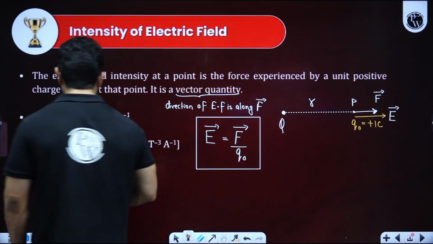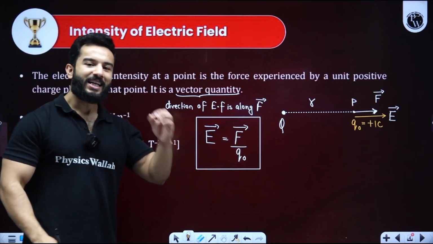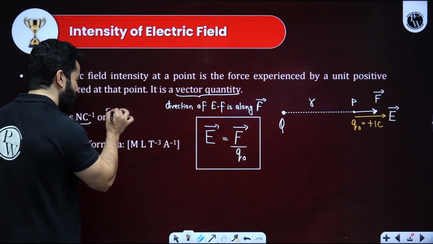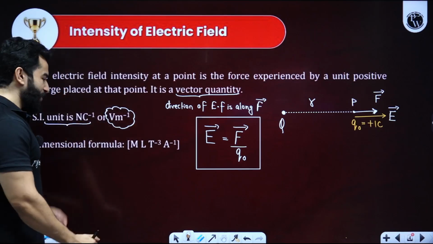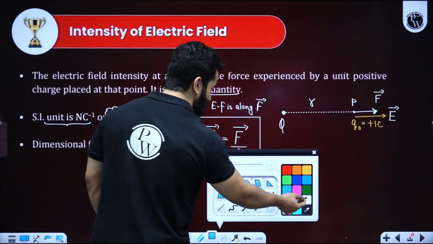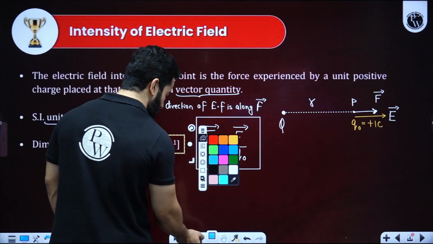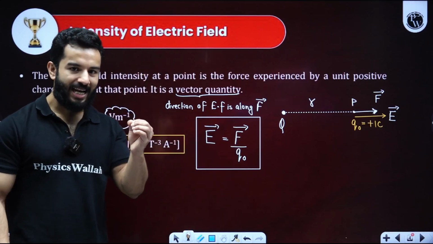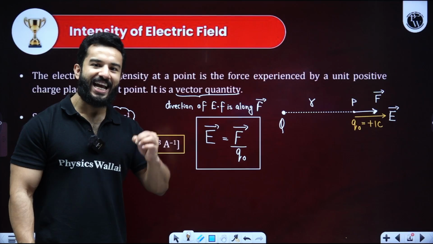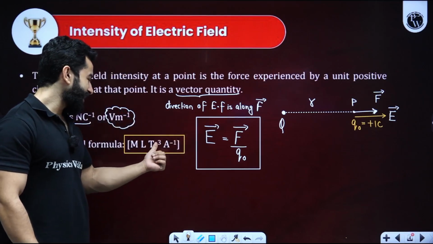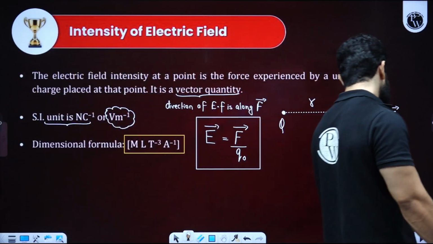Its SI unit is Newton per Coulomb. There is also one more unit, that is volt per meter. Please remember it. We are going to talk about it again later. Its dimensional formula can be found out very easily. We know that the dimensional formula of force is M L T to the power minus 2. For charge, the dimensional formula is A T, right? So you will have M L T to the power minus 3 A to the power minus 1. That's it, right?